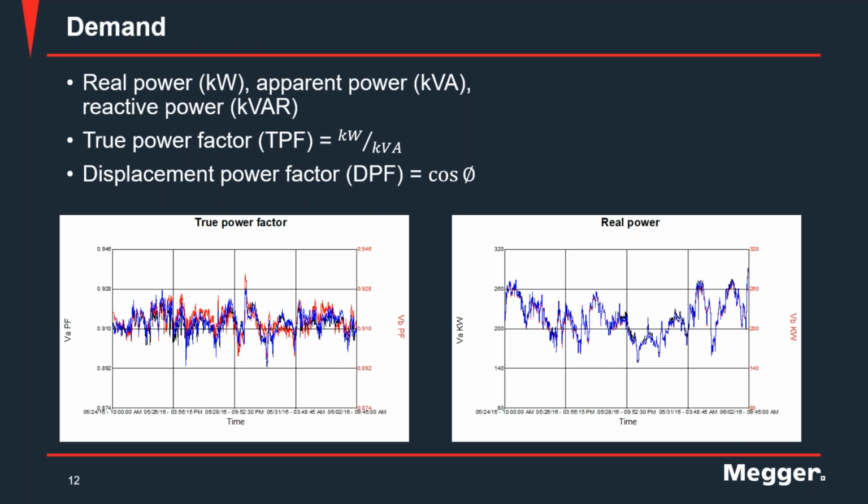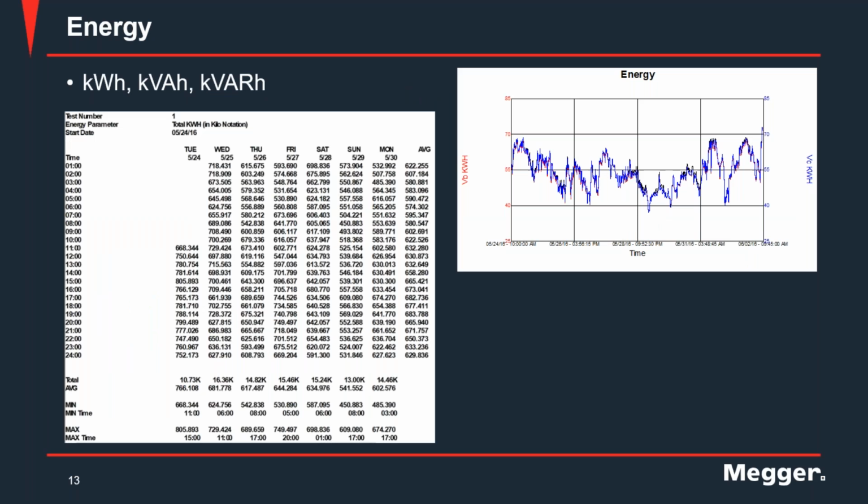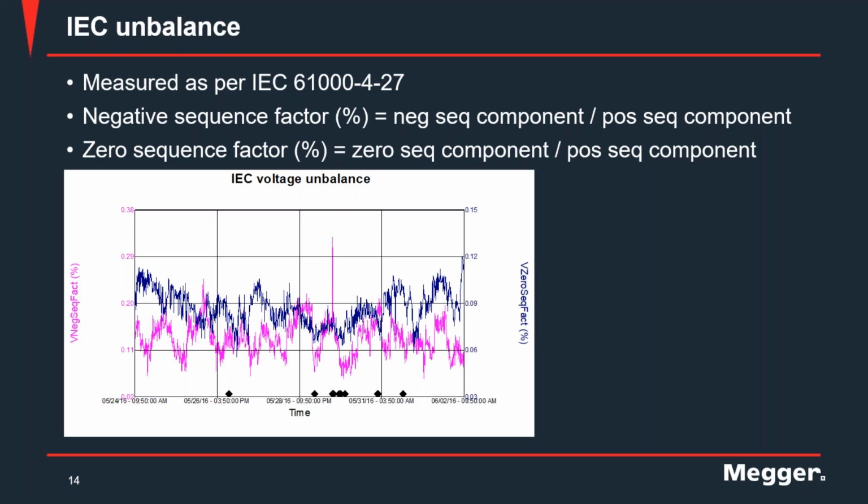And you can look at demand parameters. You can look at the different power factors, true power factor and displacement power factor. You can look at the energy consumed. You can look at the IEC unbalance. The IEC unbalance is the preferred form of measuring the unbalance because it doesn't just look at the magnitude, it also looks at the phase angle. Right? And these are the formulae that are used to get the negative sequence factor and the zero sequence factor.